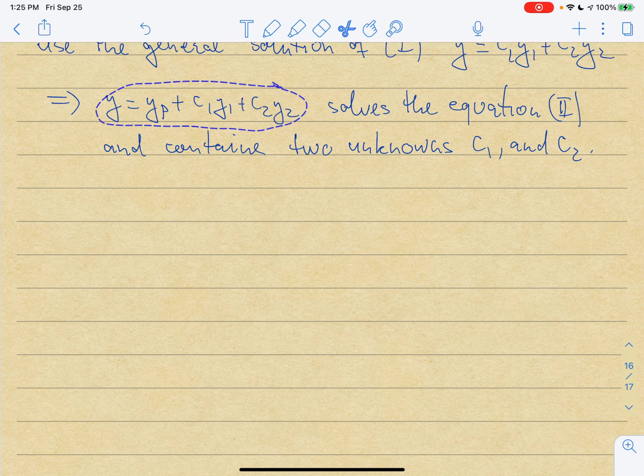So more generally, in the future, not right now, when we'll be solving non-homogeneous equations, the general solution always is going to be some particular solution of a non-homogeneous equation plus the general solution of the homogeneous equation. All right.